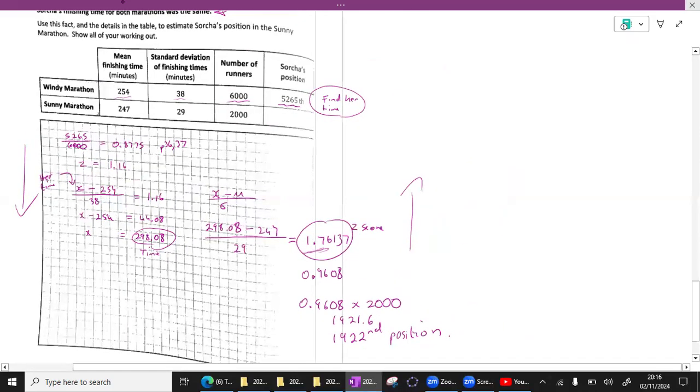And that makes sense because we're essentially saying there's about 96% of people ahead of her. So she hasn't done very well here. We expect her to be closer to the 2000th, given the fact that there's 96% of people ahead of her. So anyway, that's our answer. And yep, that's that question done.